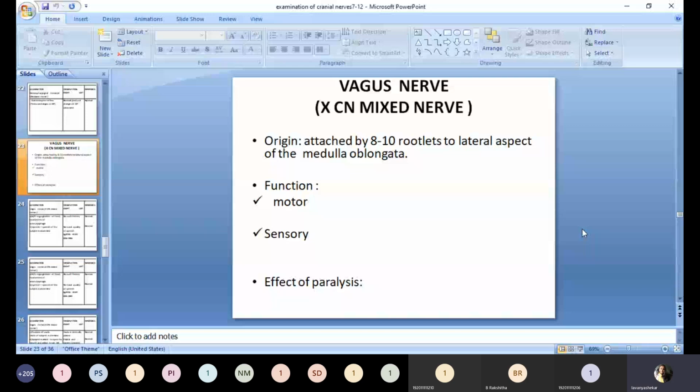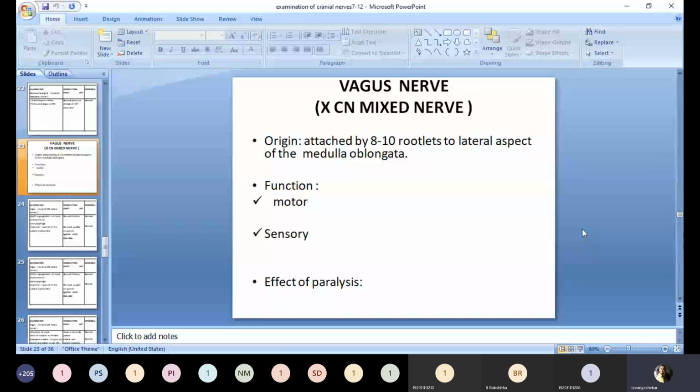Also, the voice will become hoarse and deep because the vocal cords will be relaxed. Therefore, the utterance of high notes is impossible in case there is a paralysis to the vagus nerve. This is mainly seen in bilateral paralysis. So let us now look into how to test for the vagus nerve.